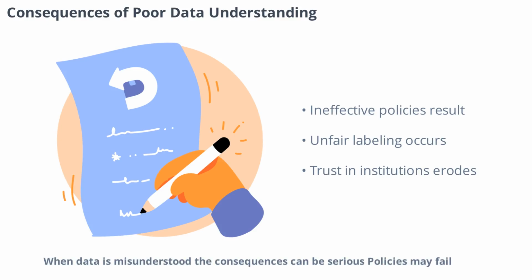When data is misunderstood, the consequences can be serious. Policies may fail, people can be judged unfairly, and trust in institutions may erode. Poor data understanding can also lead to misallocation of resources and widen inequality. That's why it's so important to approach data with a critical eye and to recognize the impact that misinterpretation can have on society as a whole. By improving our understanding, we can help create fairer, more effective solutions for everyone.